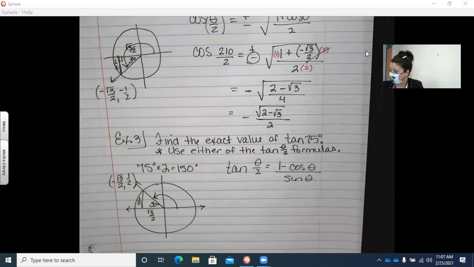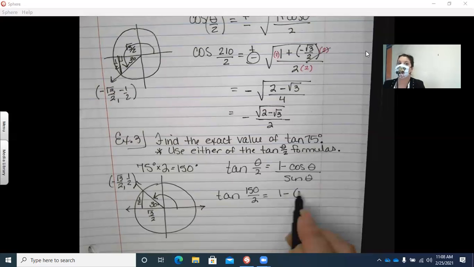So I'm finding the tangent of 75, so what do I plug in for theta? 75 or 150? 150, because 150 divided by 2 is 75. Equals 1 minus, the cosine was negative square root of 3 over 2. So I have a double negative there. Don't say, I already have a negative, I don't need to put another negative. I'm subtracting a negative. All over, sine of theta is 1/2.